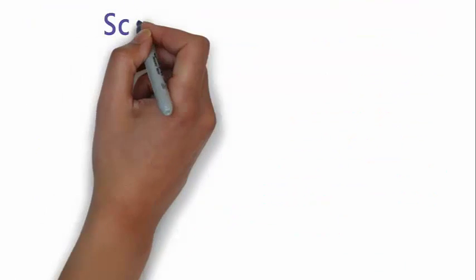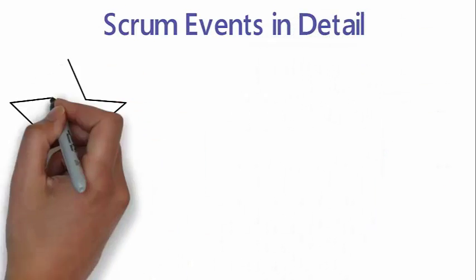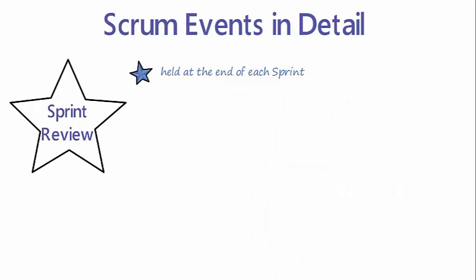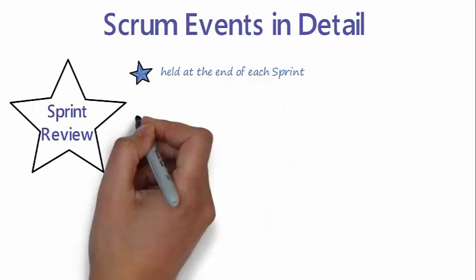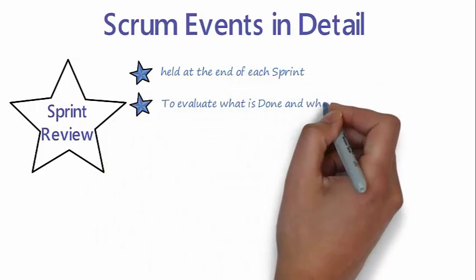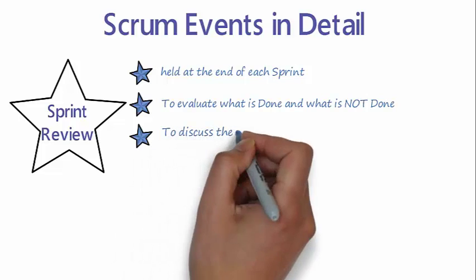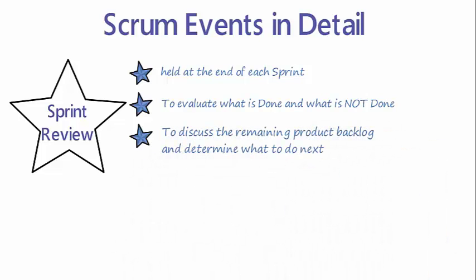The next event in Scrum is the sprint review. It is held at the end of each sprint. The development team demonstrates the work that is done and clarifies queries related to the sprint deliverables. In this meeting, the product owner decides what is done and what is not done. The product owner and the team will discuss the remaining product backlog to determine what to do next.